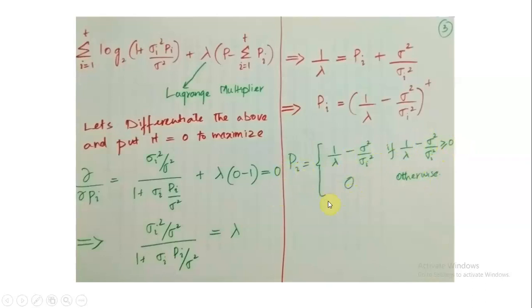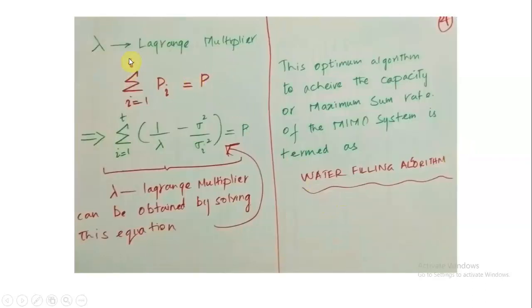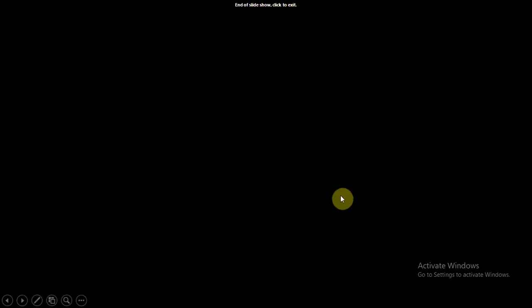So that is P_i. What does this mean? This lambda is the Lagrange multiplier. This is the constraint: if we put the value of P_i here, all these values should sum to P. The Lagrange multiplier can be obtained by solving this equation, just by putting the value of P_i here. This optimum algorithm to achieve the capacity, or maximum rate, of the MIMO system is termed water filling. Thank you.